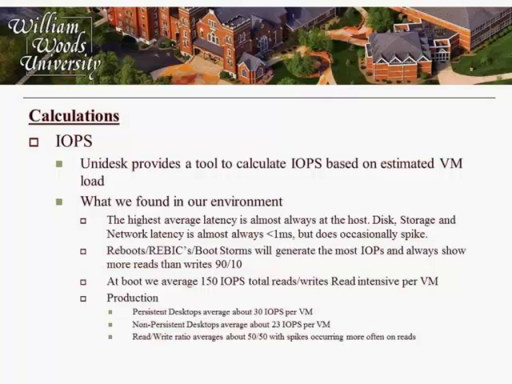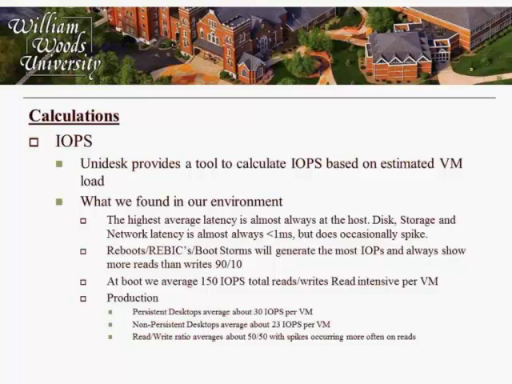Reboots, recomposes, and boot storms will generate the most IOPS in your environment and always show more reads than writes. So we have about 90% reads and about 10% writes. At boot, we average about 150 IOPS per VM, total reads and writes. It is a very read-intensive process. In production, our persistent desktops average about 30 IOPS per VM. Our non-persistent desktops average about 23 IOPS per VM.